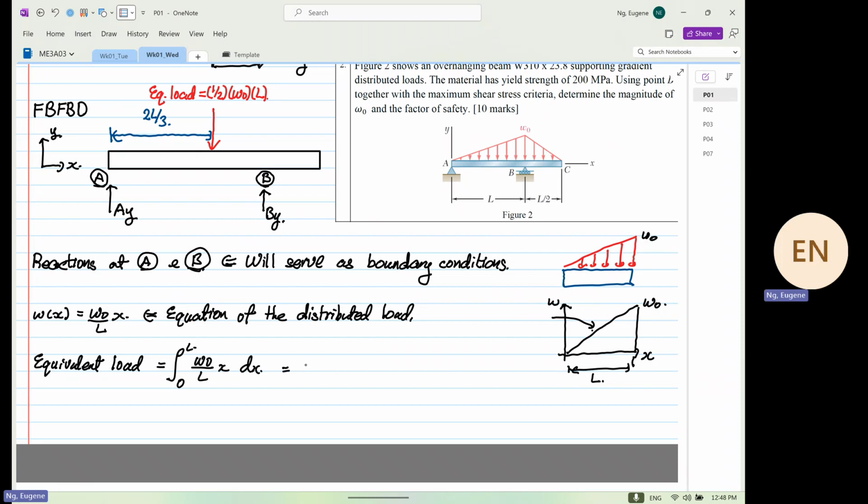So when you integrate this, you have what? Omega naught x squared over 2L, bounded by limits L and 0, and this is equal to what? Omega naught L over 2. So this is basically the area of the distributed load. Very clear. So straightforward, you don't need to do the integration. What do you do? Half base times height. Very clear.